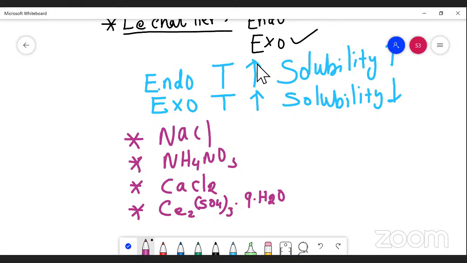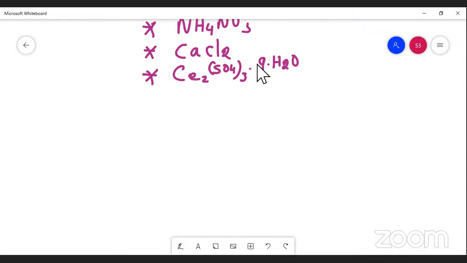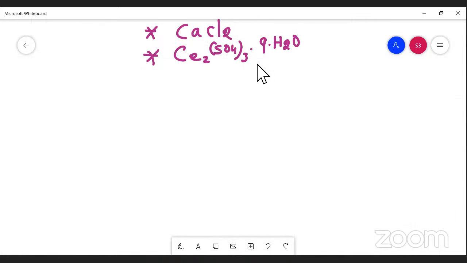There is an experiment done. The effect of temperature is analyzed by using these solid particles. Then you get the result. We have a graph for that, which we are going to see now: temperature versus solubility. What happens when the temperature increases?